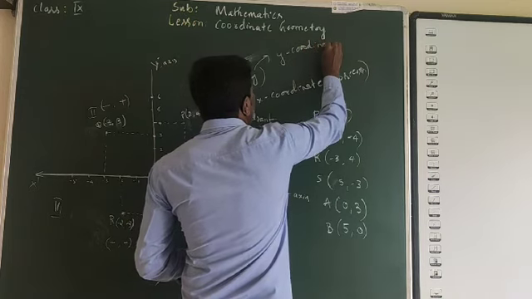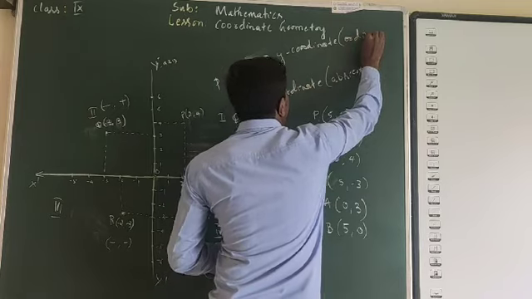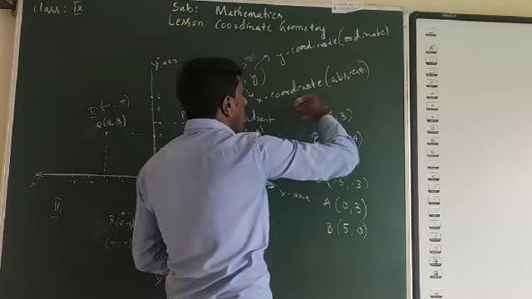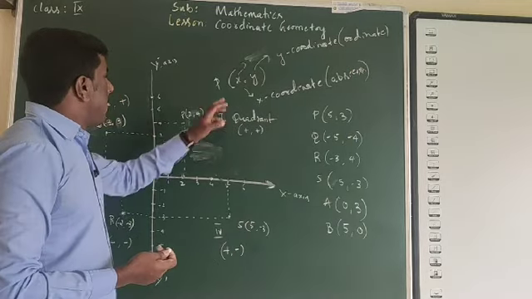I will send the notes for this. The y coordinate, or ordinate, both are the same. X coordinate and abscissa are both the same. The x coordinate is called the abscissa. Don't get confused with that.